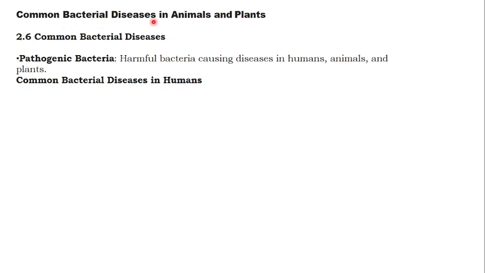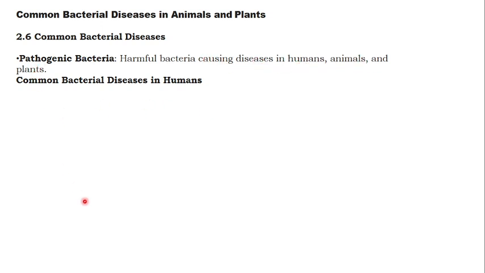Usually the diseases caused by bacteria are important, but what is very important is to list which diseases are caused by bacteria and which are caused by viruses, things like that. Some bacteria are pathogenic, while others do not cause disease, like normal flora. Pathogenic means harmful bacteria causing diseases in humans, animals or plants. So bacteria can cause disease in human beings, animals, and even plants.